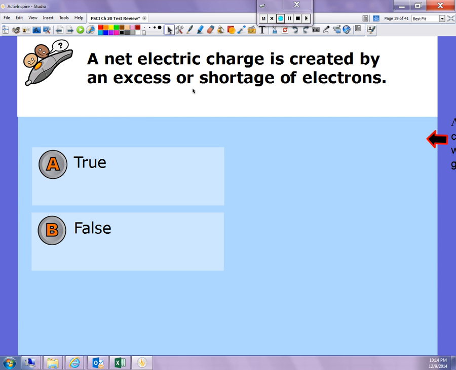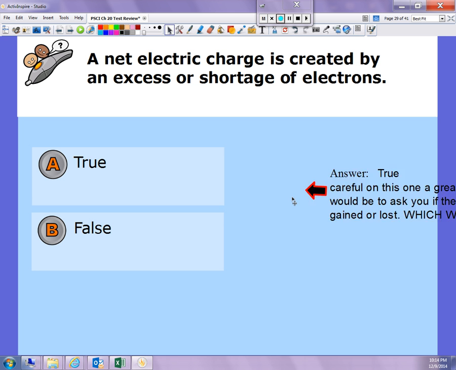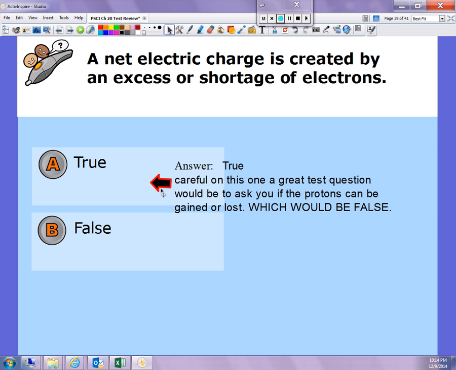A net electric charge is created by an excess or shortage of electrons. True or false? I'll pause for student response. Last call for student response. Okay, the answer is true.